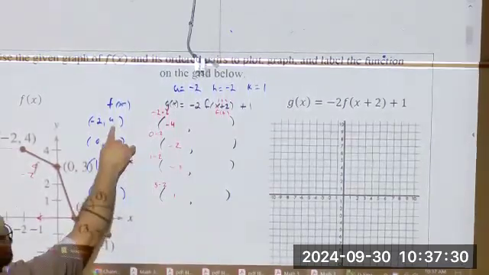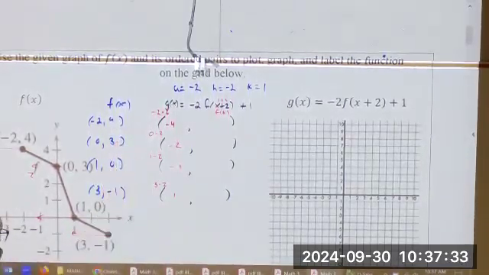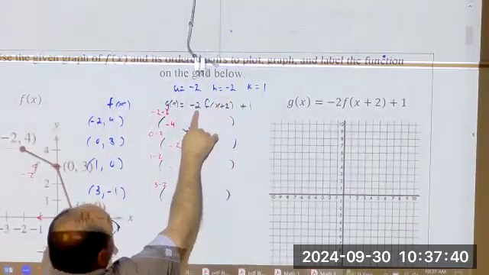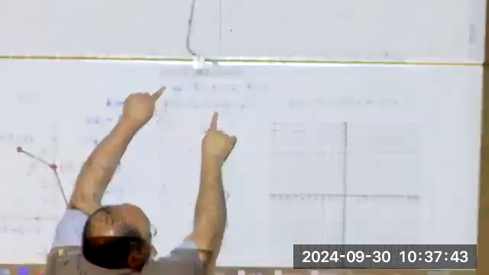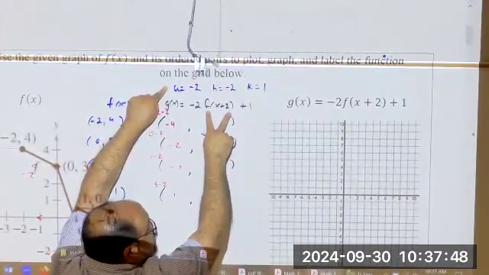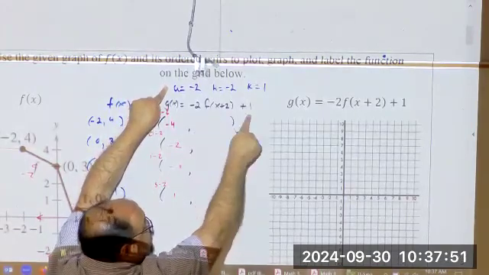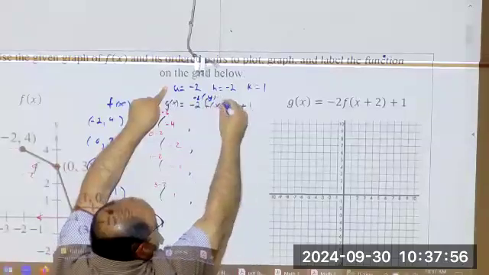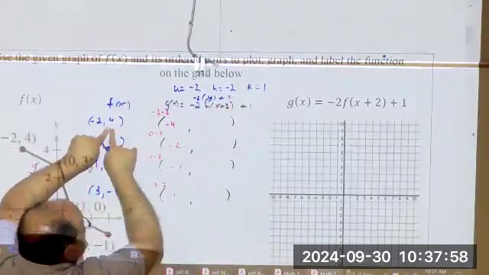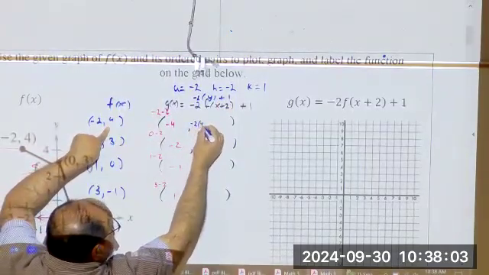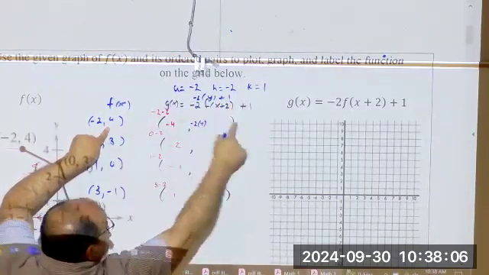So the y coordinates are 4, 3, 0, and -1. Here's what's happening to the y coordinate. You're multiplying by -2. You're taking the old value of the function, multiplied by -2, and then you're going to add 1. It's -2 times the y value, and then plus 1. So the old y value is 4, so it's going to be -2 times that 4, and then you're going to add 1.